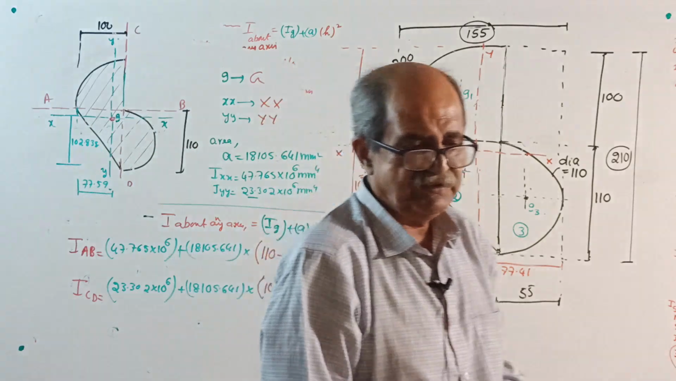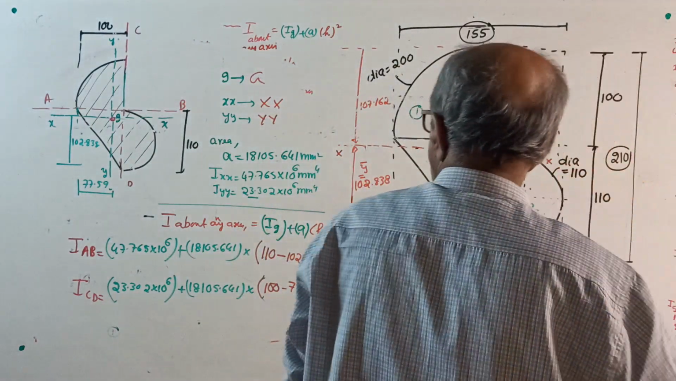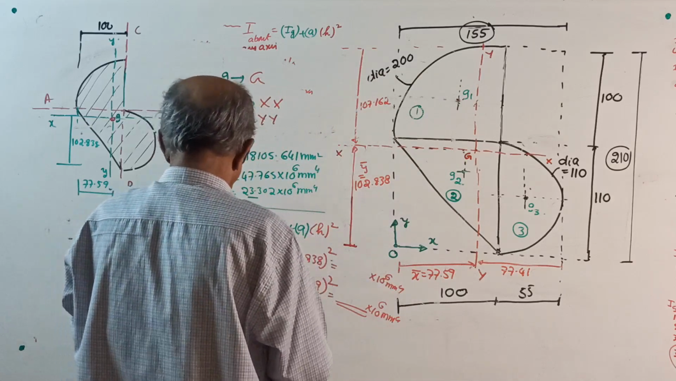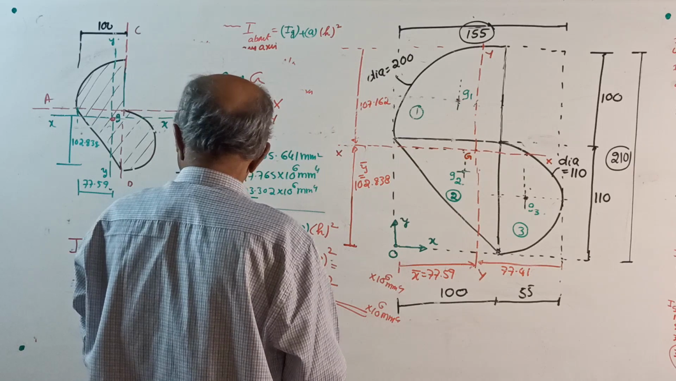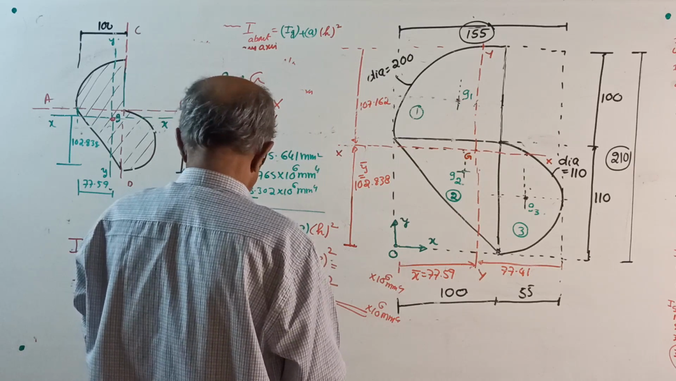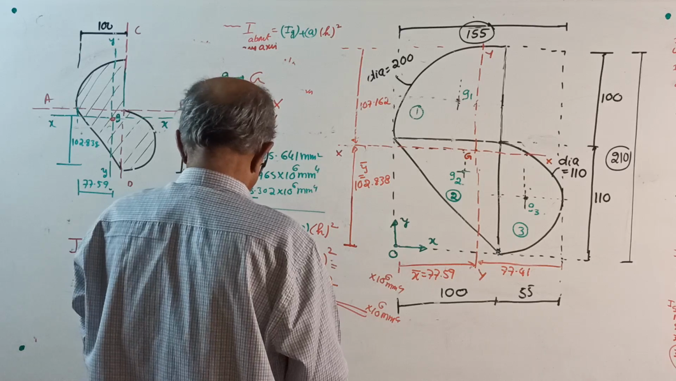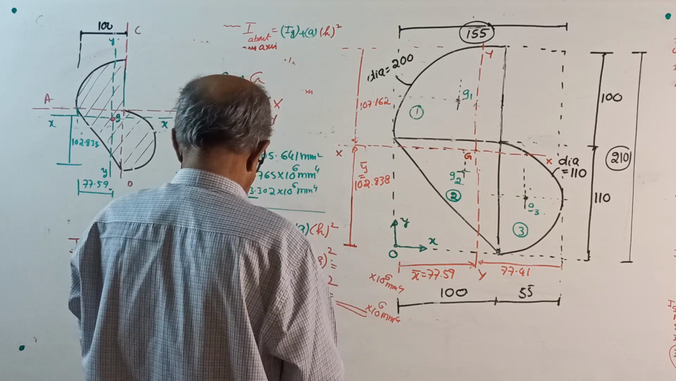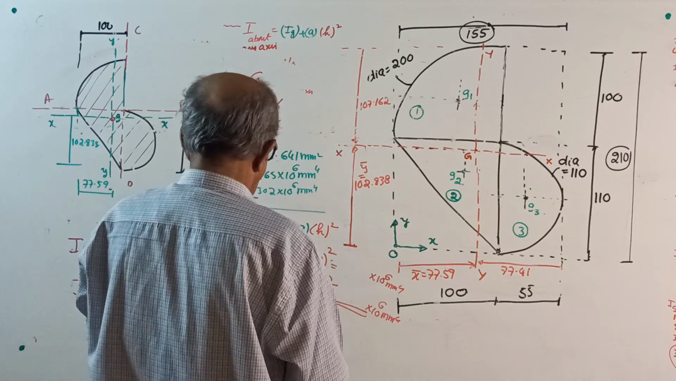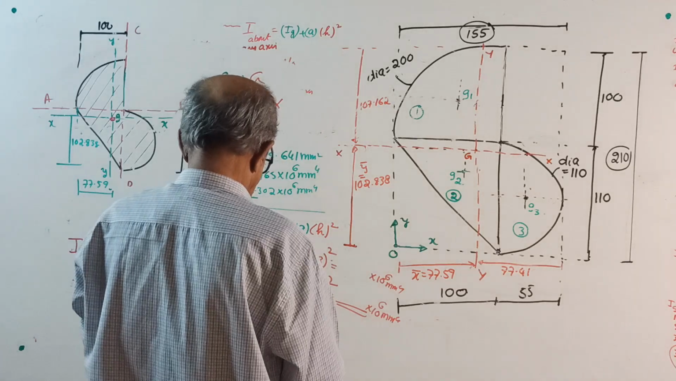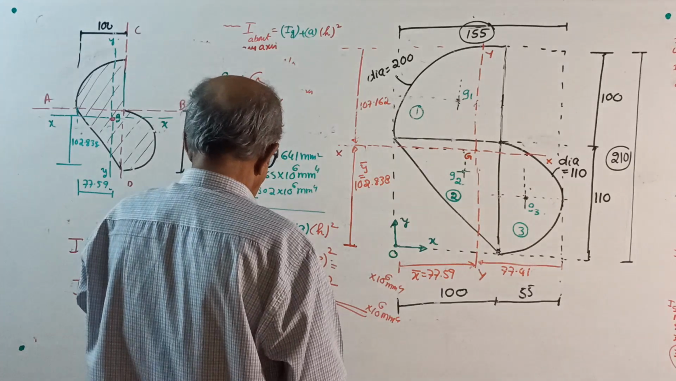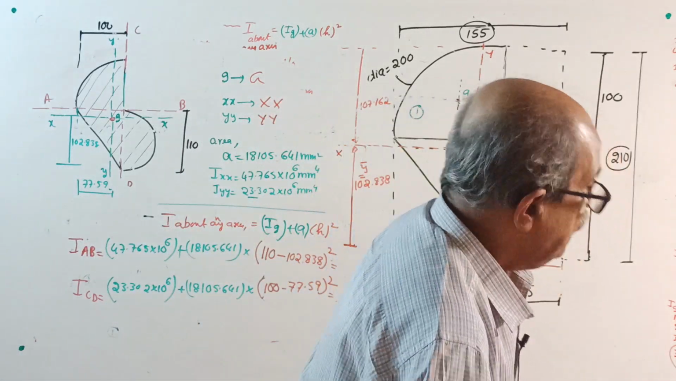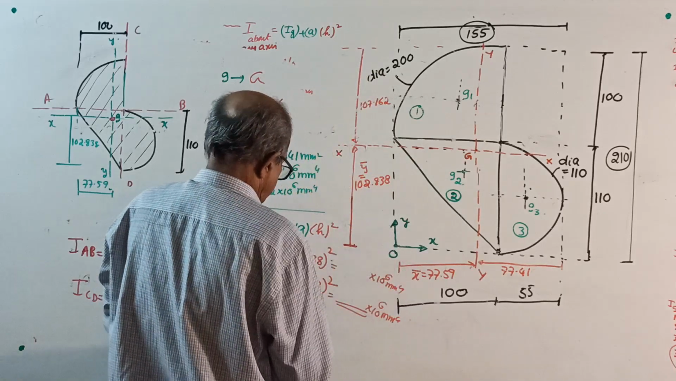Okay, I will calculate. For some reason I am calculating. 47.765 10 to the power 6 plus 18105.641 into bracket 110 minus 102.838 close square. 48.694.